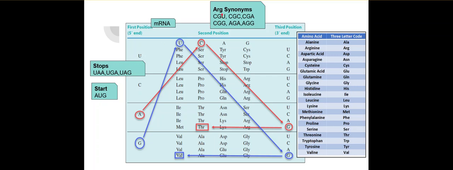And then here's an example of some synonyms. All 6 of these codons are an instruction for building arginine. So if you look at C, G, C, you get to arginine. And if you look at C, G, U, you also get to arginine. So all 6 of these are synonyms. They build the same thing.